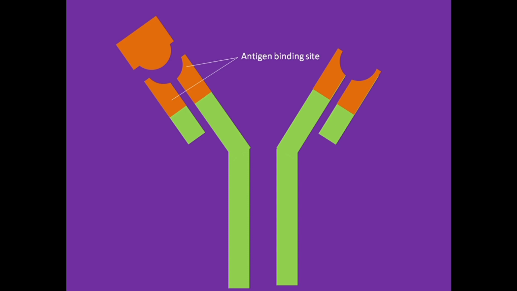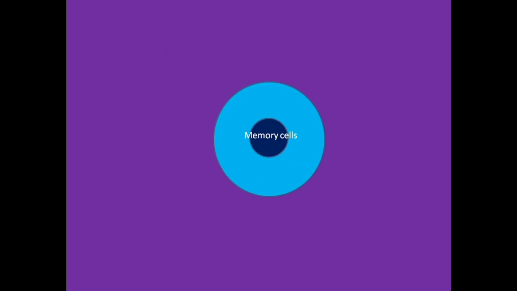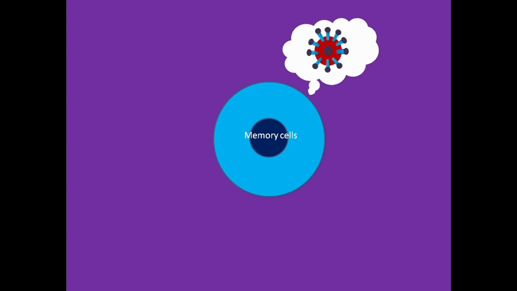Now comes the role of the memory cells, or the memory B lymphocytes. These cells remain in the body for quite a long time and remember the pathogen that had once attacked the body. Once the same type of pathogen enters the human body, the memory cells become active and trigger the production of the specific antibodies. Vaccines use this mechanism to their advantage.